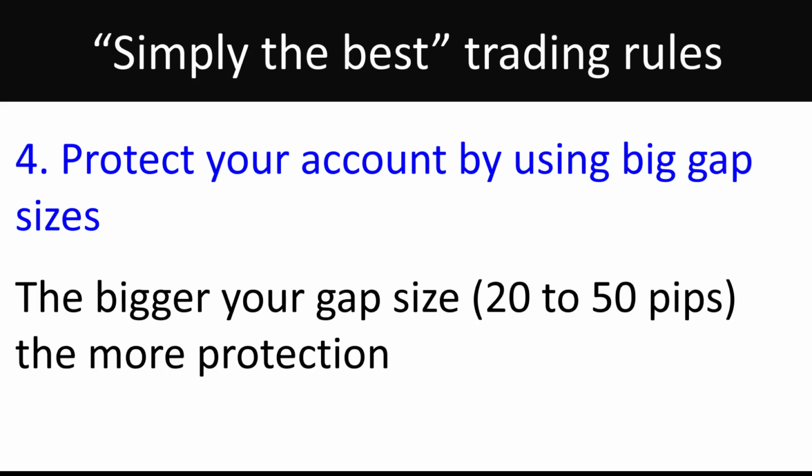And then the fourth, simply the best trading rule, is protect your account by using big gap sizes. Now, the bigger your gap size, which is the distance between the grid lines that you use, so the grid lines could have a gap between them of, let's say, 20 pips or 30 pips or 40 pips. So the bigger the gap size, the more protection you have.